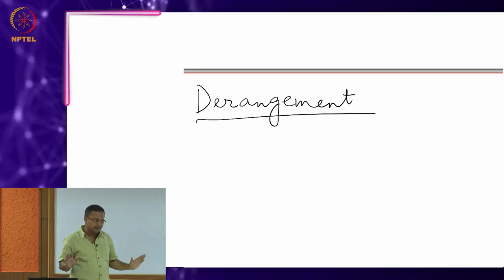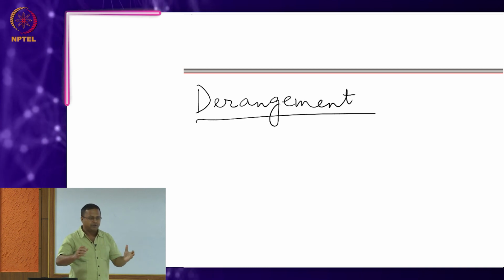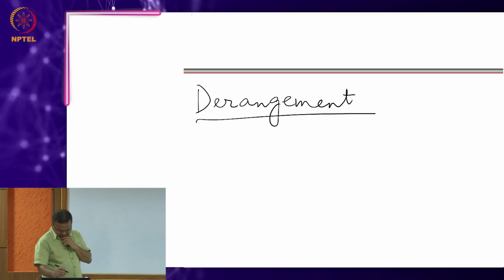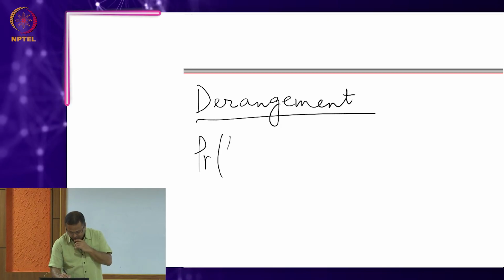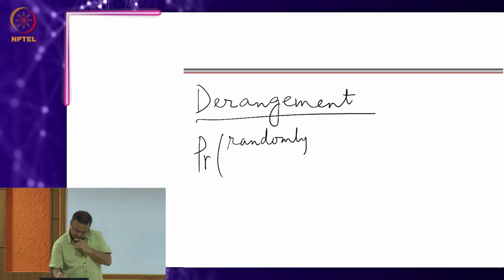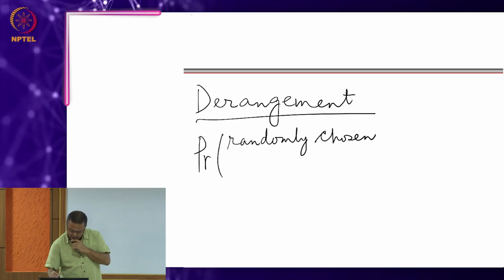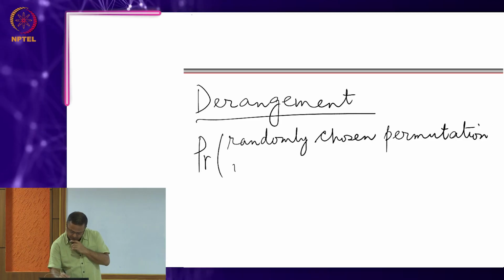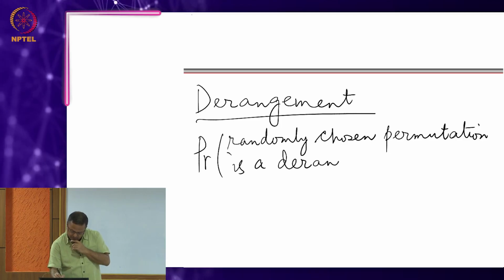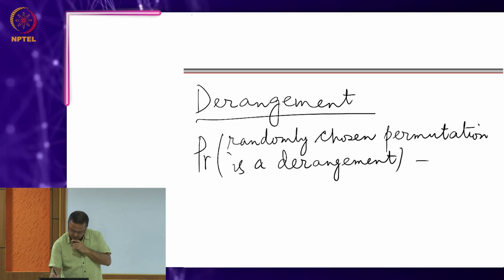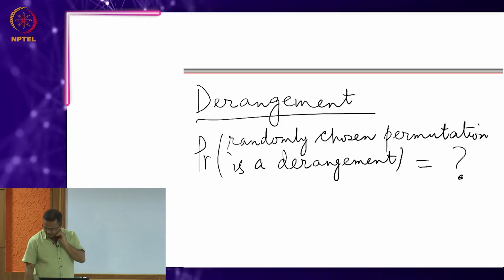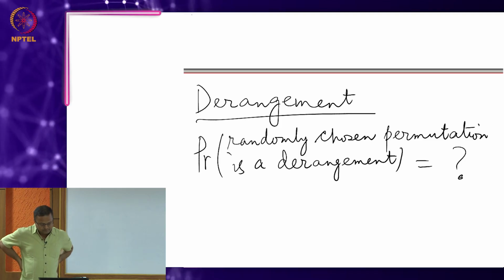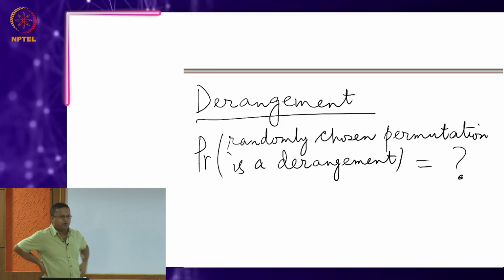or probability that any random assignment gives you a derangement? Yeah, we have to figure that out. So, this is what I want: probability that a randomly chosen permutation is a derangement. This is what I want. Now, what do you think? This probability should be how much? Give me a guess.